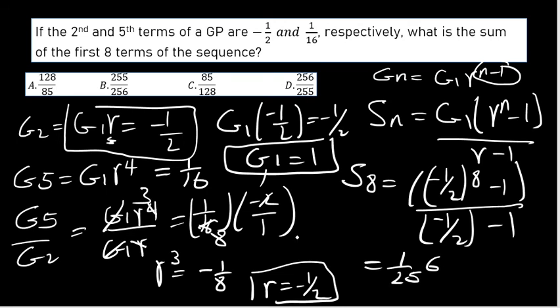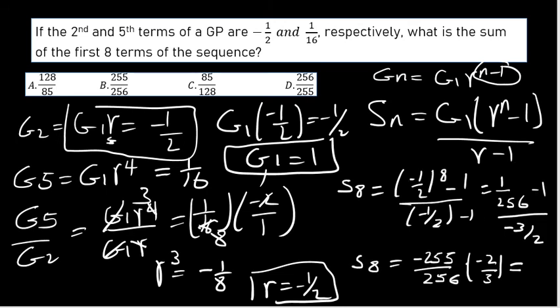Okay, let us use the space properly. So according to the formula, when you substitute everything, we can ignore G1 because we said it's 1. Simply in place of r, substitute negative 1 over 2, the whole to the power of 8, minus 1. Negative 1 over 2 to the power of 8 is the same as 1 over 256. You can check it, and minus 1, the whole over negative 1 over 2 minus 1.